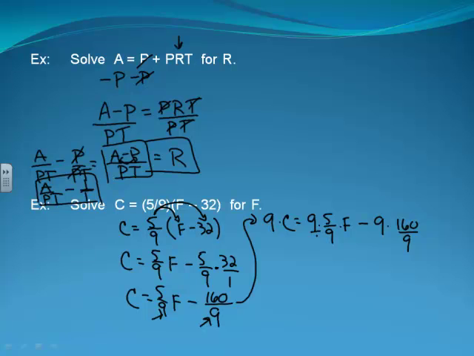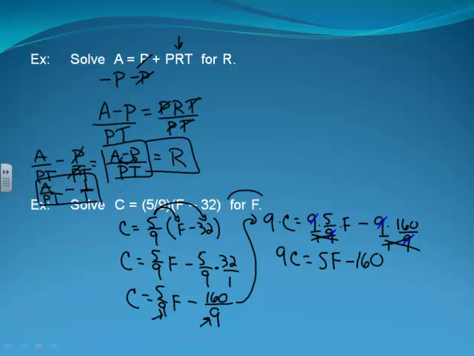Remember, those 9s are up in the numerator, and the purpose of that step is we should be able to cross-cancel out our denominators if we did that step correctly, and no longer have to worry about our denominators. So now we have 9 times C is 9C. That's equal to 5 times F, which is 5F, minus 160.